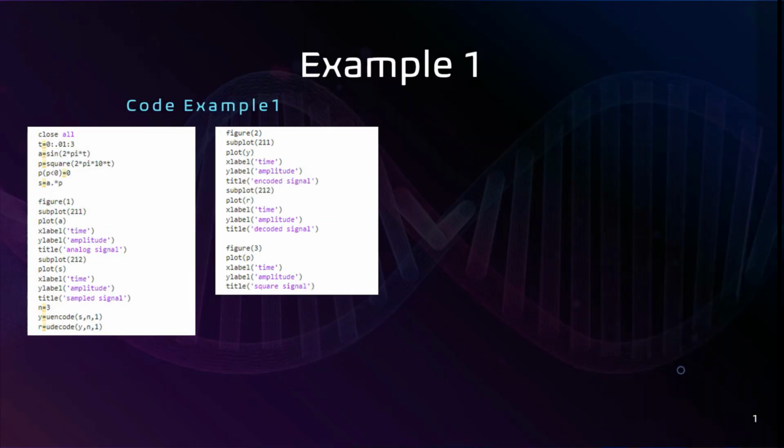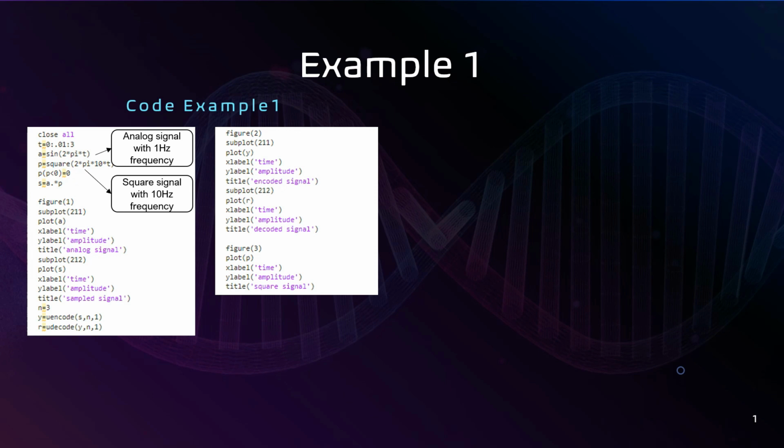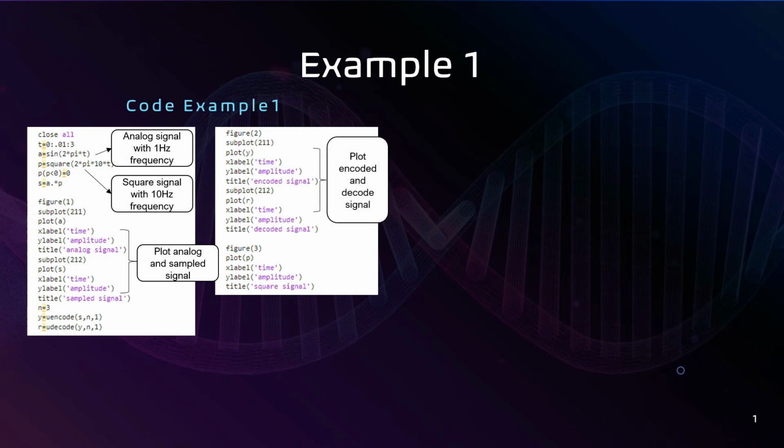Example 1, example 2, and question number 1. For the code of example number 1, A equal to sine(2*pi*t) is the analog signal with 1 Hz frequency, while P equal to square(2*pi*10*t) is the square signal with 10 Hz frequency. Figure 1 will plot the analog and sampled signal. For figure 2, we will plot the encoded and decoded signal. For figure 3, we will plot the square signal.